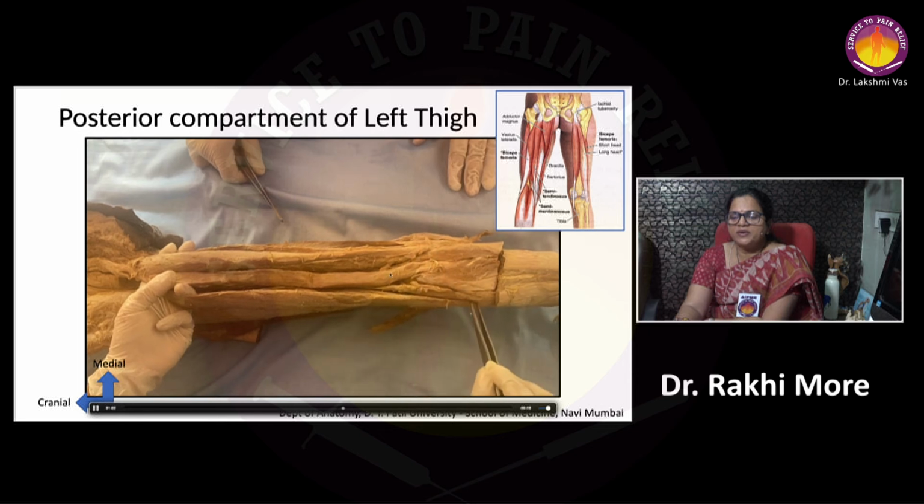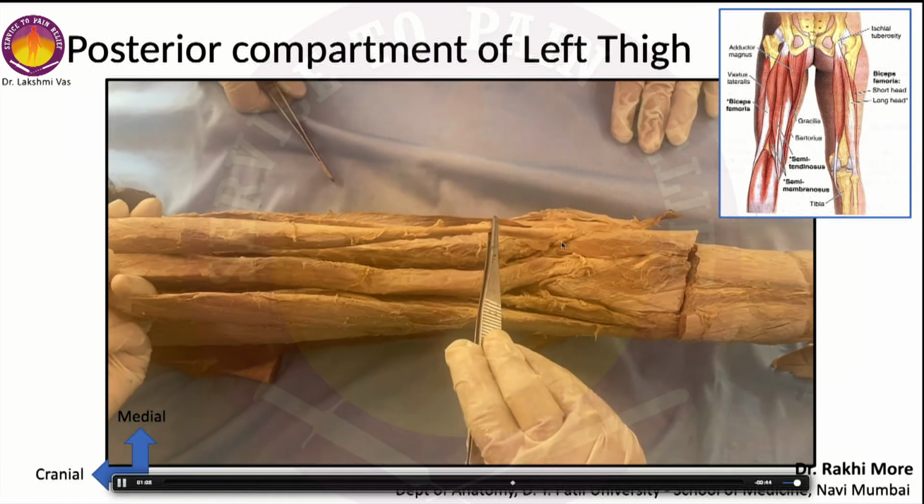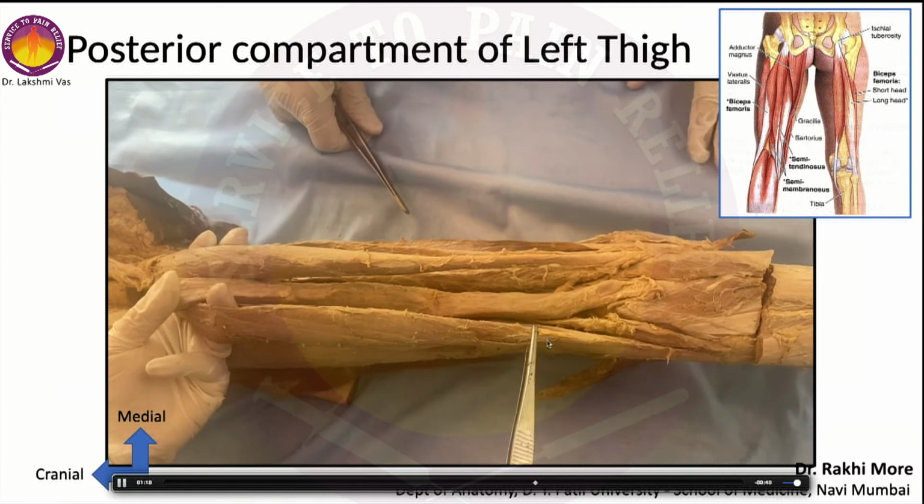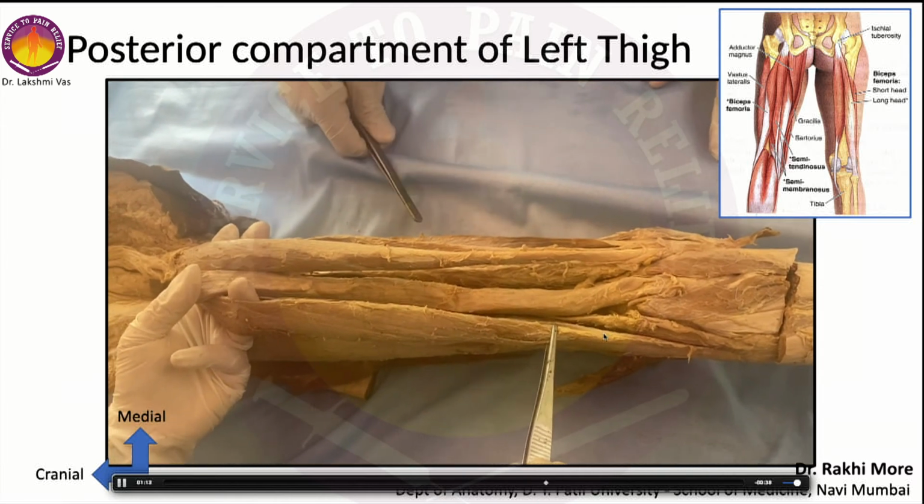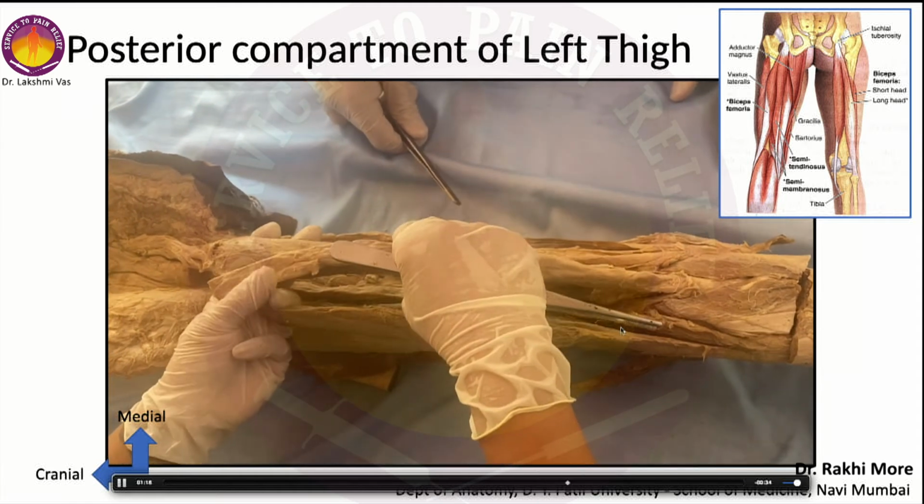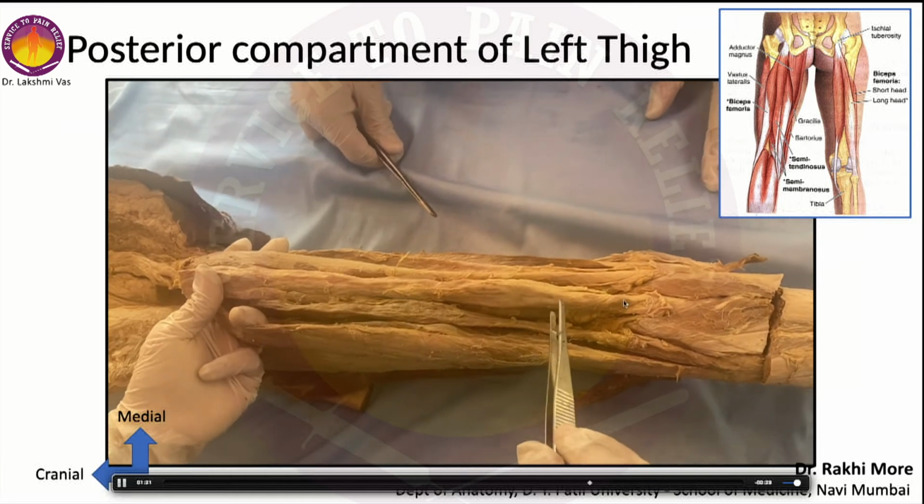Okay, so these are forming the superior borders of the popliteal fossa, that is the semitendinosus and the semimembranosus on the medial aspect and the biceps femoris on the lateral aspect. So superomedial and superolateral borders of the popliteal fossa. This is the sciatic nerve again.